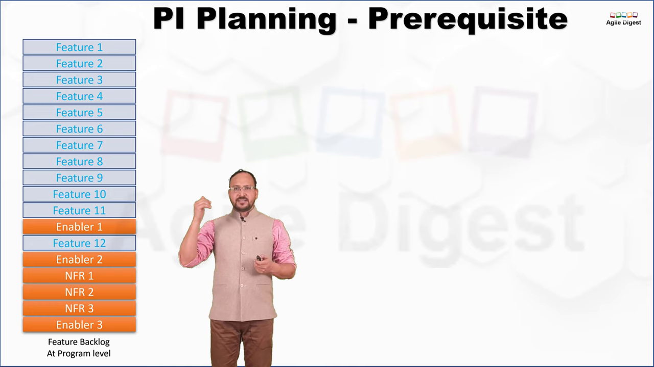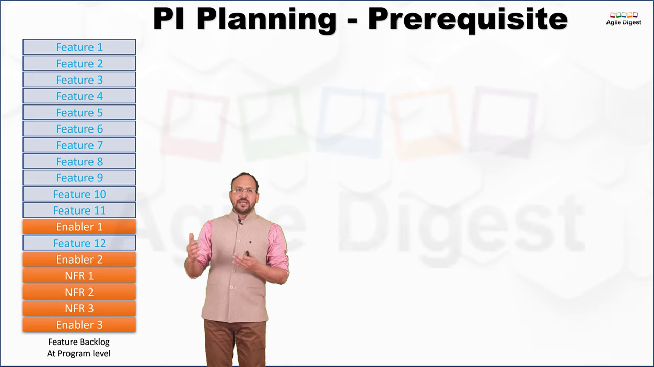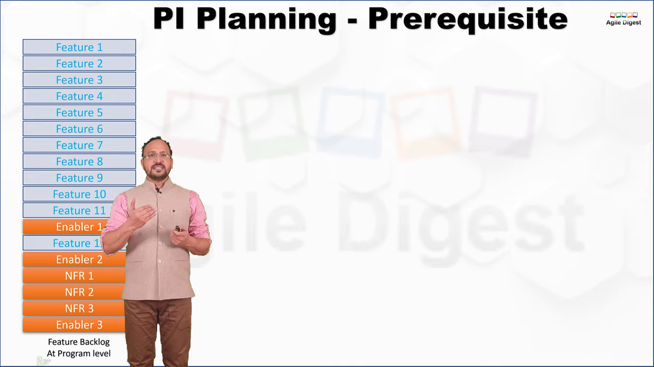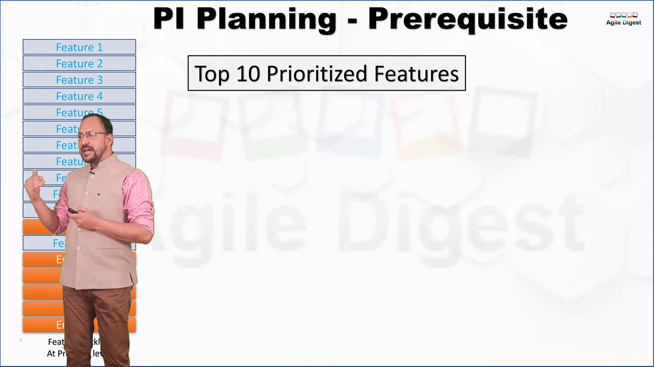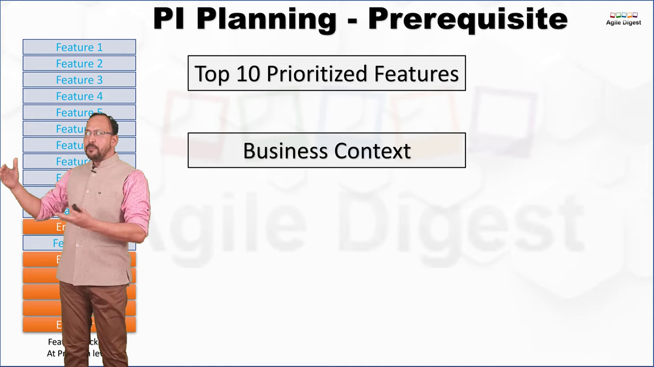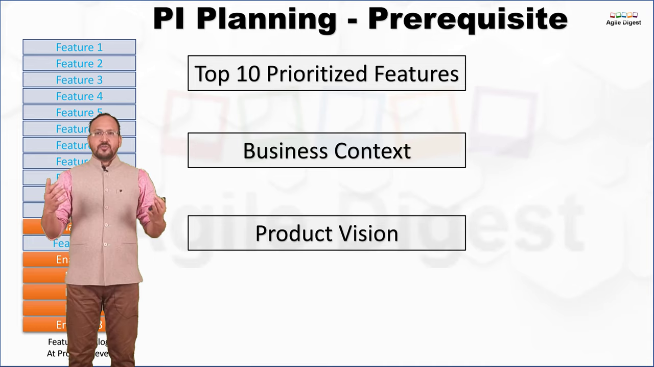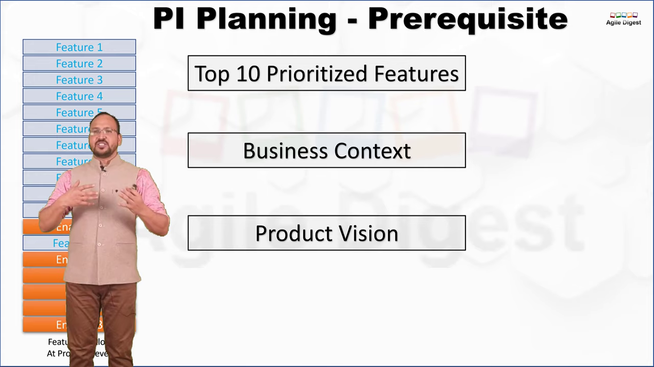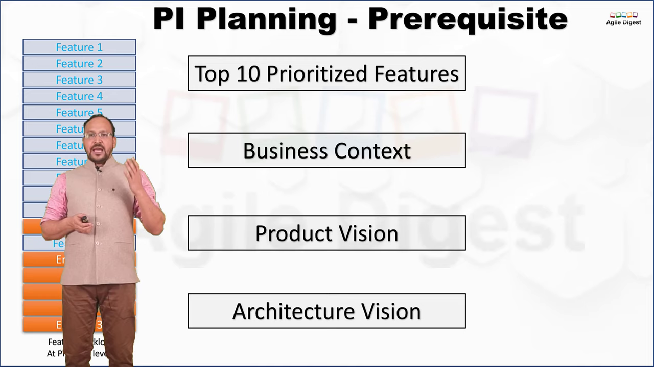To work on your PI planning, the first thing we need to identify is the prioritized top 10 features. Once we have the top 10 features, we need another piece of content called the business context. What exactly is the business context we need for the upcoming PI? And then we'll talk about the product vision. What is my product vision? We'll soon try to understand who is actually providing all this information, and we'll see step by step how we can get that. And also we'll have our architectural vision.